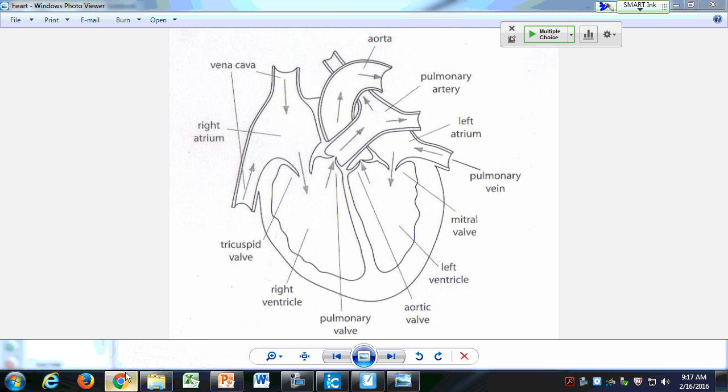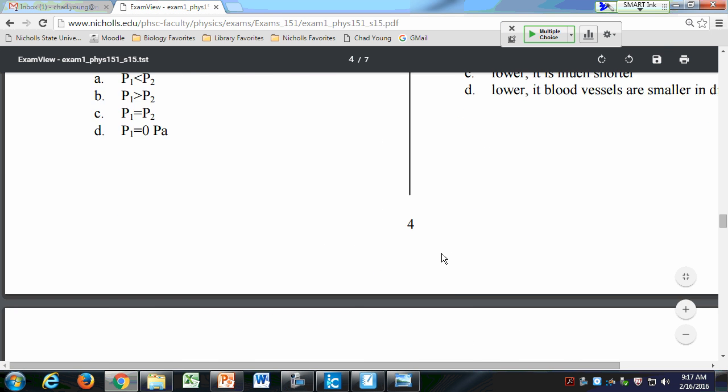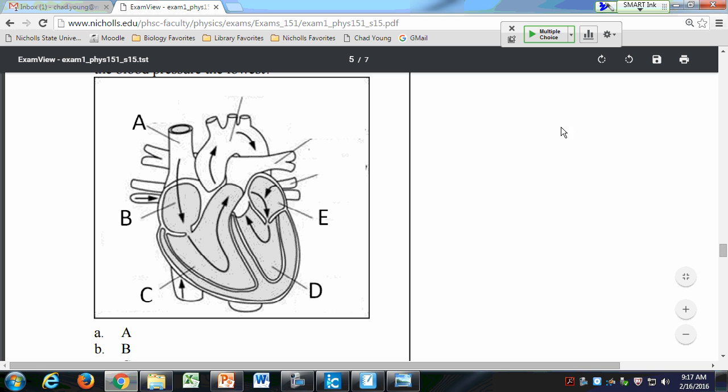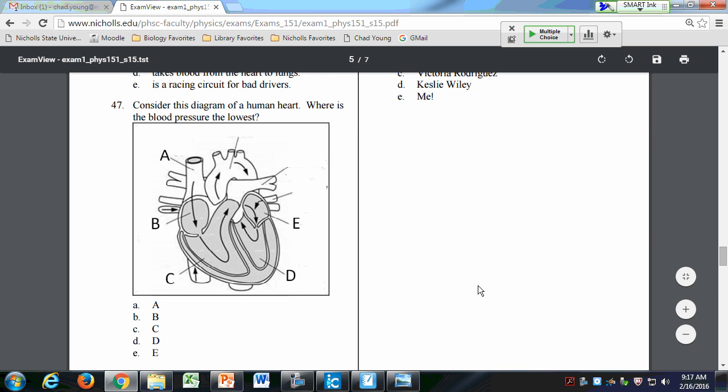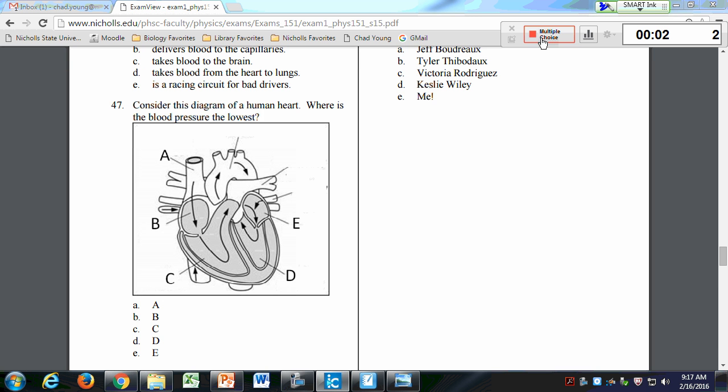Let's just try a few little clicker questions. Give you a little feel for it. So consider this diagram of a human heart. Where is the blood pressure the lowest? At point A, point B, point C, D, or E?